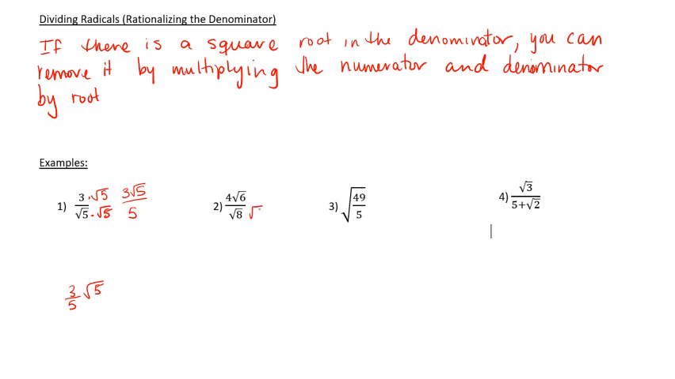We're going to multiply top and bottom by the square root of 8. So I get 4 square roots of 48 over 8. 48 can be divided by 4, which is a perfect square. I think 48 is divisible by a bigger one. It's divisible by 16, and it goes in there 3 times. The square root of 16 is 4.